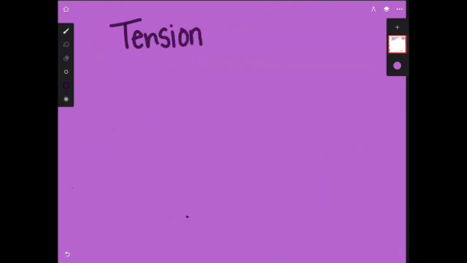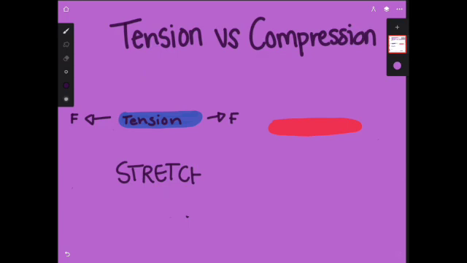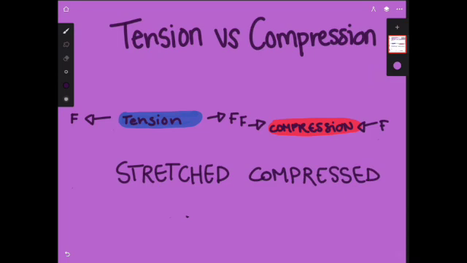Tension and compression. Members of a truss can either be in tension or compression. When they are in tension, force is exerted outwards and the member is being stretched. When members are in compression, force is applied inward and members are being compressed.